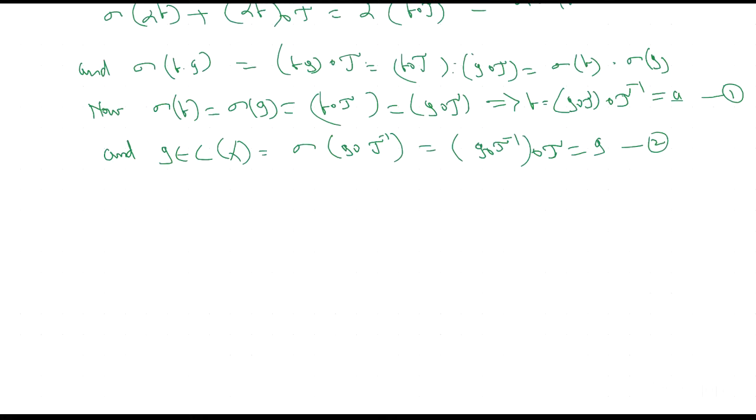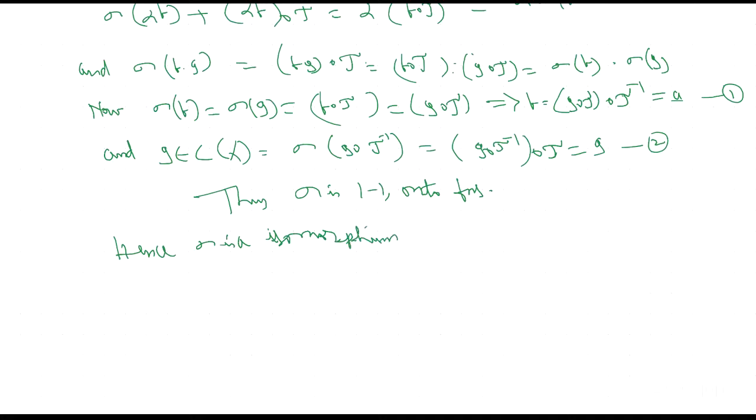Thus sigma is one-to-one and onto. Hence sigma is an isomorphism from C(Y) to C(X).